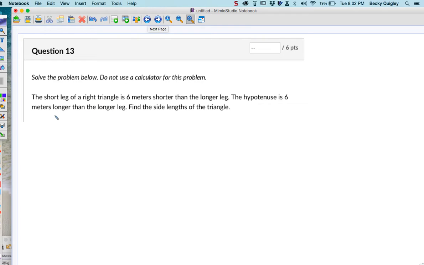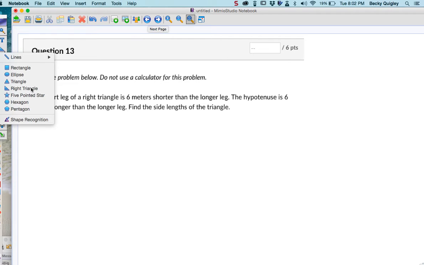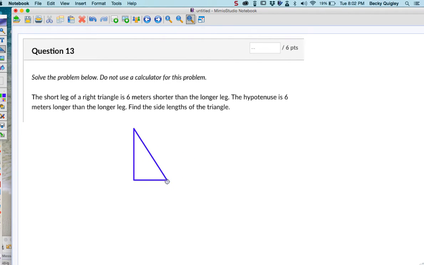Okay, so 13 says the short leg of a right triangle. So we're going to go ahead and just draw a right triangle. Let's see, so we can really see that we've got a short leg. The short leg of a right triangle is 6 meters shorter than the longer leg. So we're going to call the longer leg x. This shorter leg is 6 meters shorter than x, so we're going to call that x minus 6. It says the hypotenuse is 6 meters longer than the longer leg. So it's 6 meters longer than this. So we would call that x plus 6.